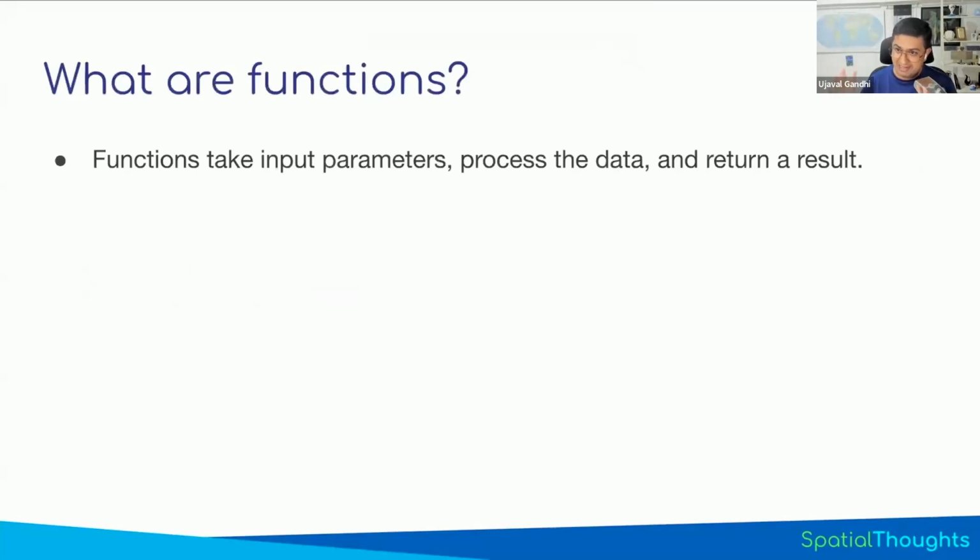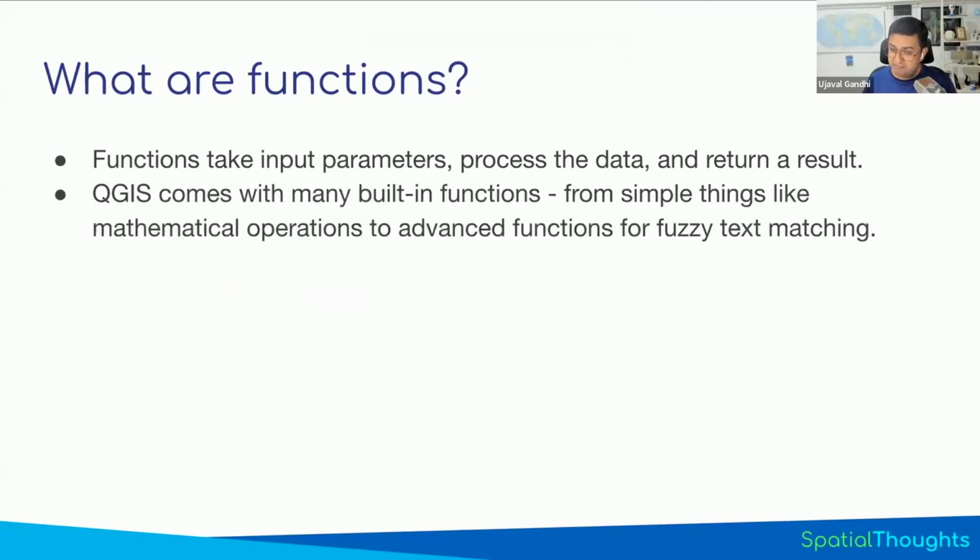Functions are something that takes some inputs. So the function can take some inputs, process them, do something with them, and return some result. And you can specify different inputs, and the function will take them and return a different result based on the input. There are many functions that come with the QGIS expression engine. I'm always amazed at the range of functions that QGIS comes with. Whenever I'm trying to do something, I'll search and I'll find a function that's been built in.